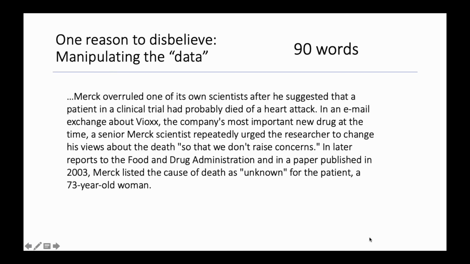Here's an example of a very dense paragraph. It's about Merck rigging data for Vioxx. It's actually pretty interesting, but what am I going to do here? Am I going to read this whole thing in front of you and then you're going to be trying to read it while I'm reading it to you? At the end of the day, it's not going to be very effective. This is 90 words, so there are way too many words on this slide.